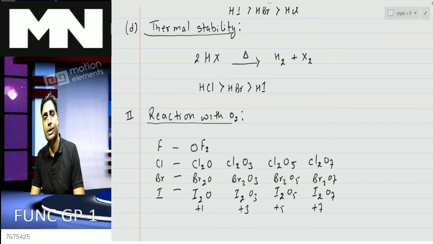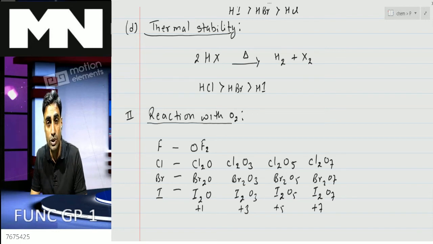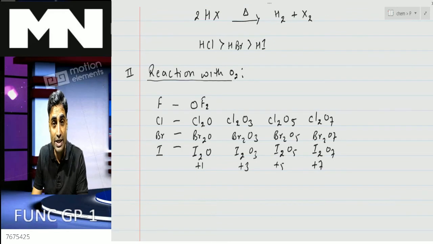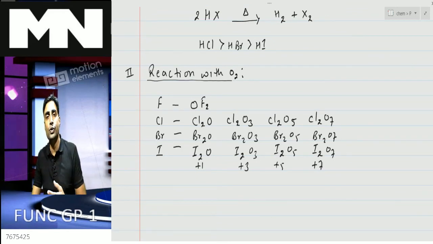Whenever we talk about compounds with oxygen, which are known as oxides, we generally talk about their acidic or basic character. Because oxides of metals are always basic, and oxides of non-metals are always acidic. Since halogens are non-metals, their oxides are acidic. We'll see their acidic character by taking the example of chlorine. Same goes for bromine and iodine.